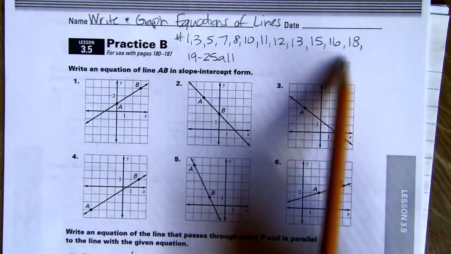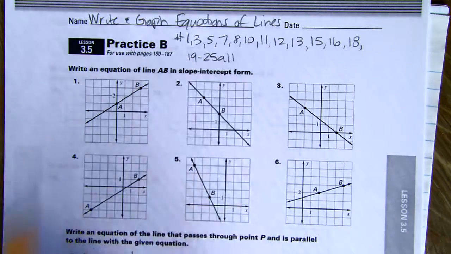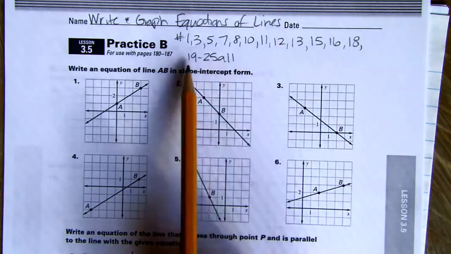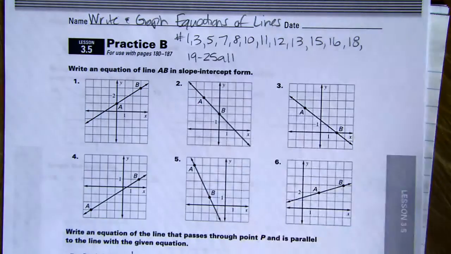I couldn't just do like 1 through something odd. So these are all the numbers you have to do: 1, 3, 5, 7, 8, 10, 11, 12, 13, 15, 16, 18, 19 through 25 all. I didn't want to make you do all of them, but I did want to make you do enough.